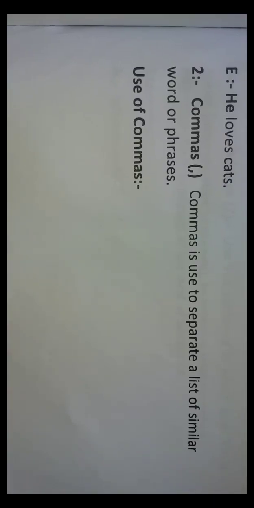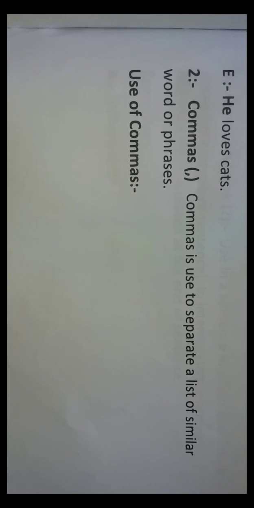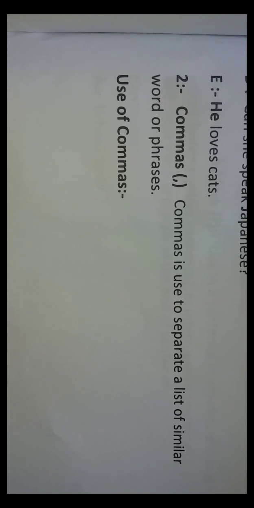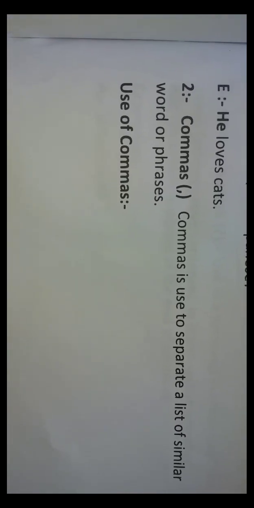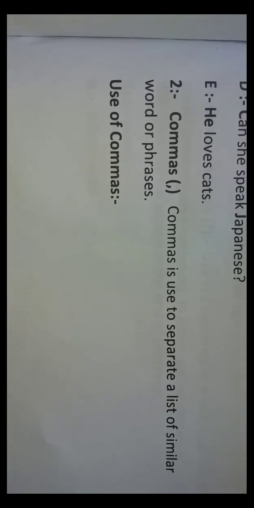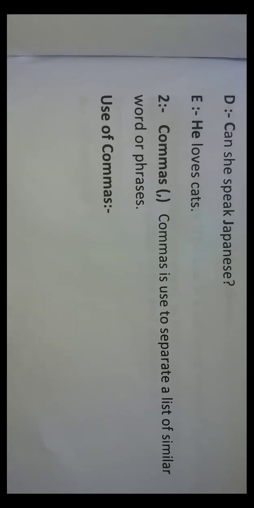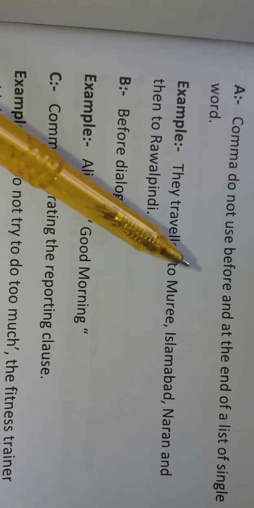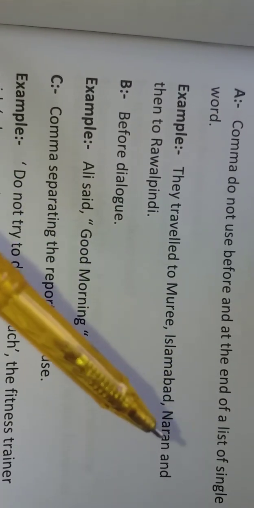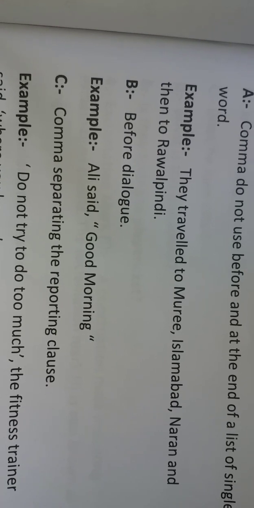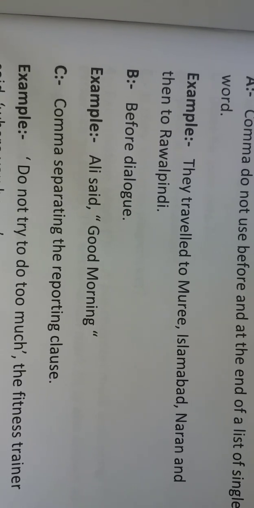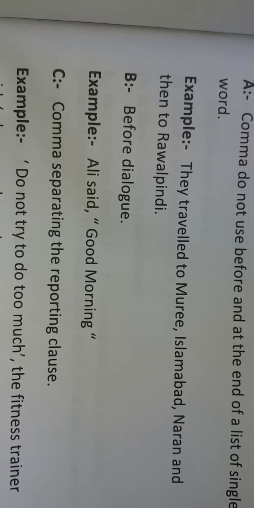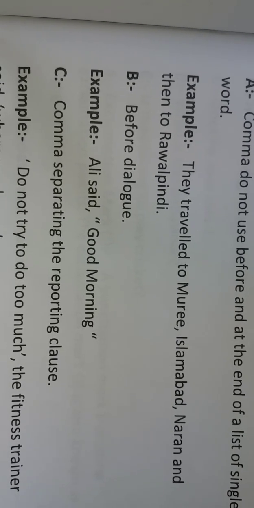Now the second is commas. Where do we use commas? Firstly, a comma is used to separate a list of similar words or phrases. Do not use a comma before the first or at the end of a list of single words. As you see in the example, they travelled to Murree, Islamabad, Naran, and then to Rawalpindi.